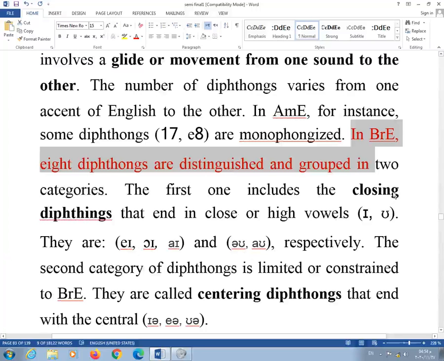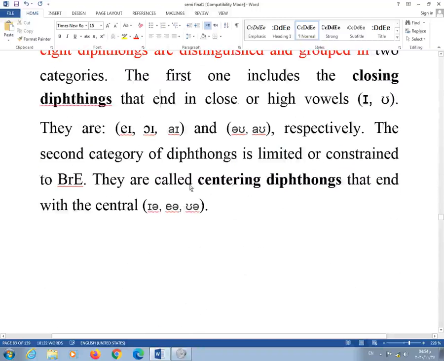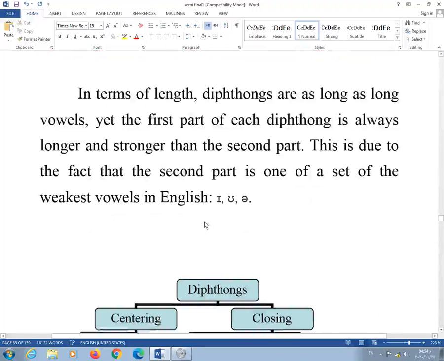Why do we call them closing? Because they end in close vowels. Look, one is a close front vowel, and O is a close back vowel. Whether front or back, both are close vowels. Okay. That's why we took this name and called them closing diphthongs. The second category is centering diphthongs. Centering diphthongs are not found except in British English. Centering diphthongs are those that end in a central vowel, schwa, so we have three of them. Okay.